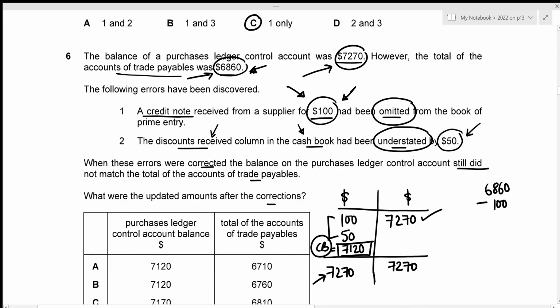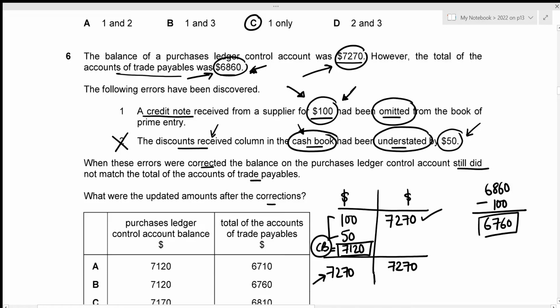Then the discounts received column in the cash book. Remember that this had only been understated in the cash book, which would not be reflected in our accounts of trade payables. So we do not need to adjust this second error to the total of our trade payables. So that is all. Then the new total of the accounts of trade payables is going to be 6,860 minus 100, which results in 6,760. This is the correct amount.